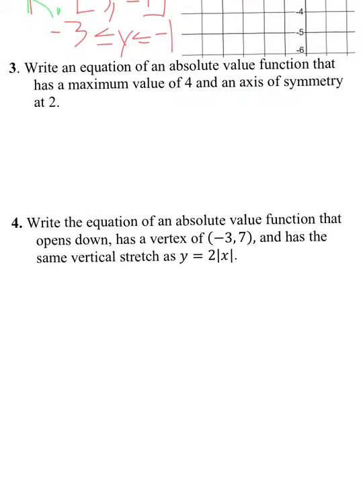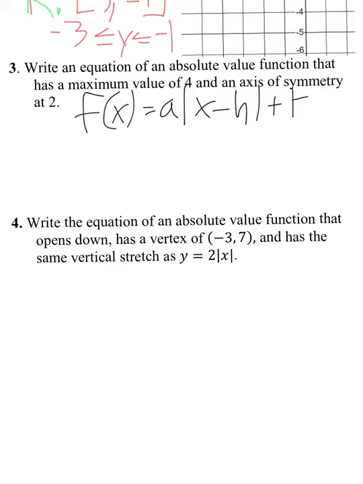So number 3. Write an equation of an absolute value function that has a max value of 4 and an axis of symmetry at 2. So remember, with quadratic functions you have a times x minus h squared plus k. Well, imagine that being for absolute values. Just take away the power of 2 and then take away the parentheses and put the absolute value bars.